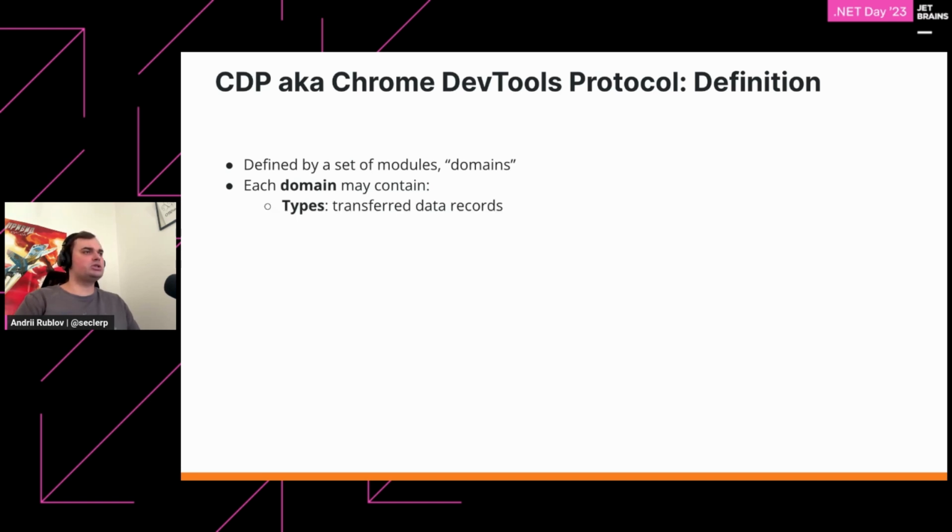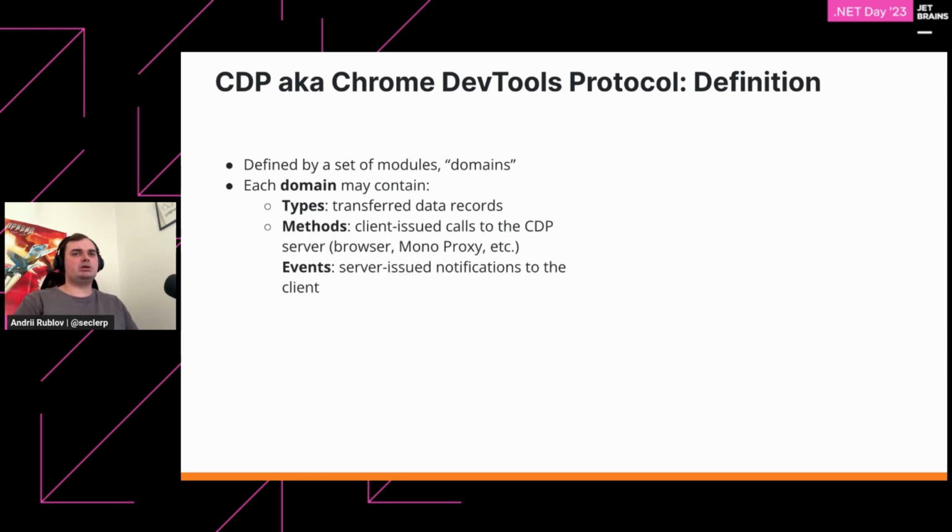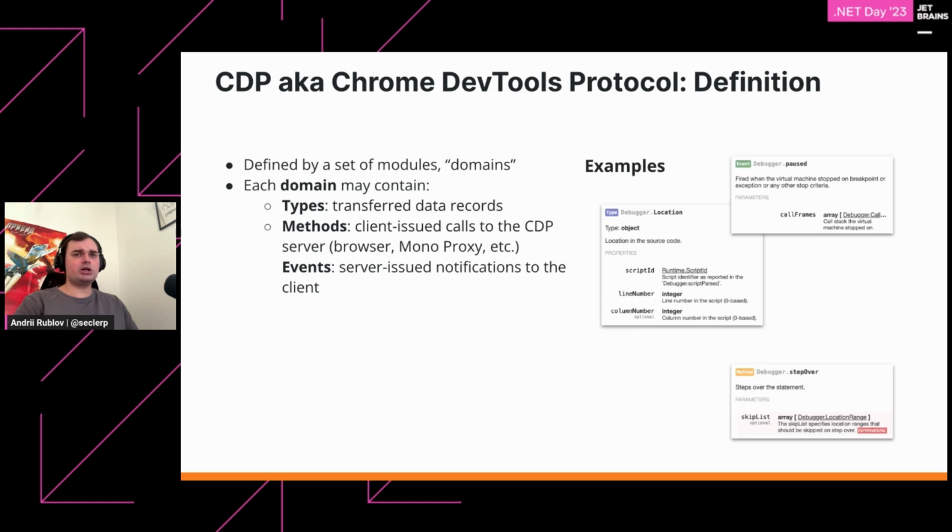which in turn consist of types, something like a structure or record that participates in the transfer of specific data, and methods or calls that the client can make to the Chromium instance. And also there are the methods that the Chromium instance sends to the client. On the right side, you can see examples. By the way, in our case, Debug Proxy is also considered a virtual Chromium browser because the concept of connection to it is identical to Chromium.